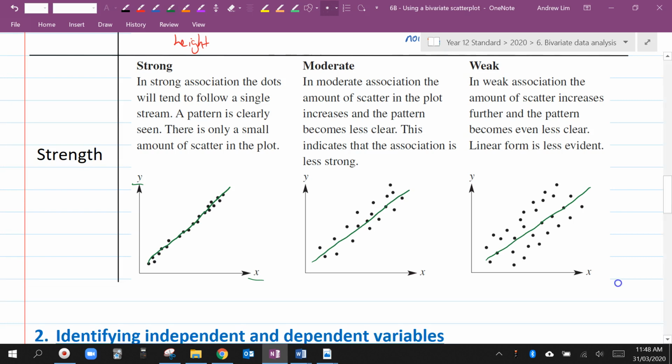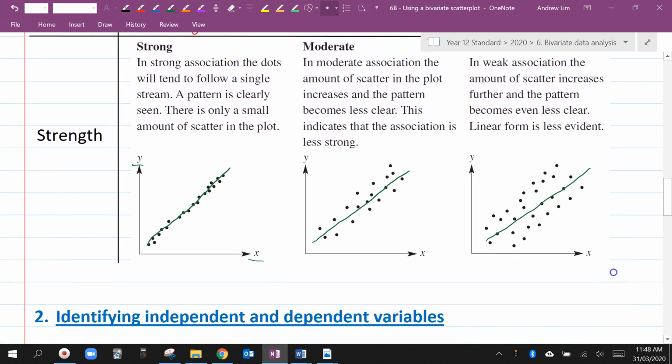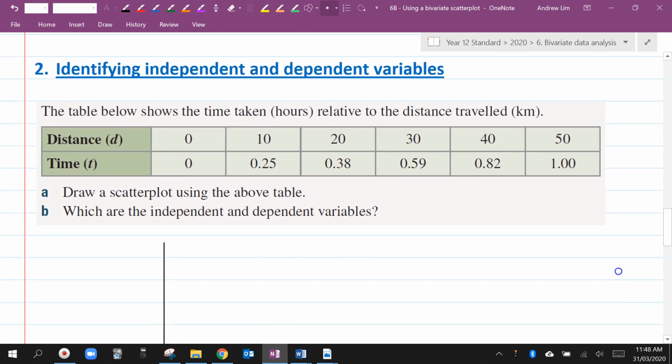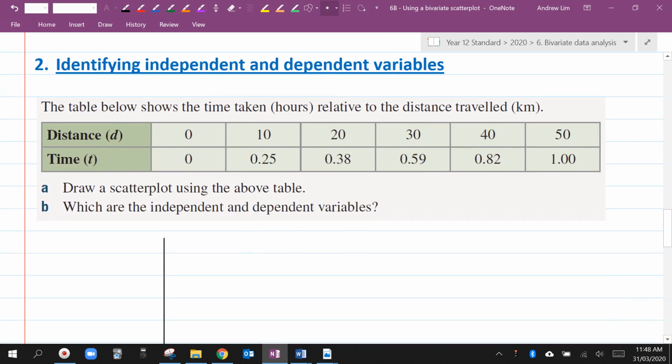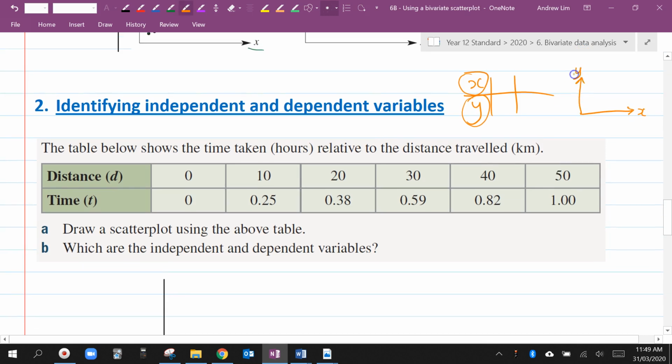Right, so now we know how to determine the form, the direction, and the strength. Let's have a look at how to identify independent and dependent variables. A quick intro to this one: whenever we graph or do a table of values like x and y, x is always at the top, y is always at the bottom. And when we graph it, x is always on the horizontal axis and y is always on the vertical axis.